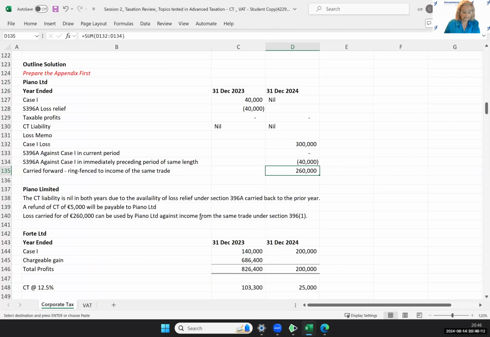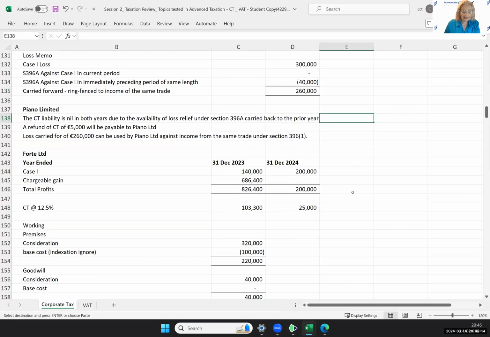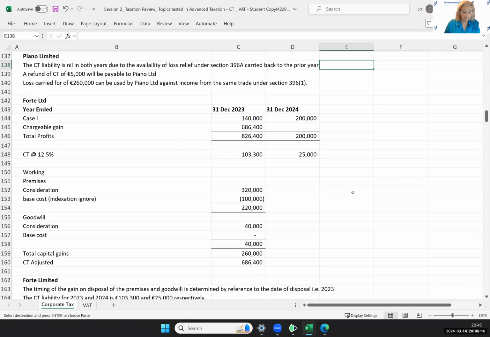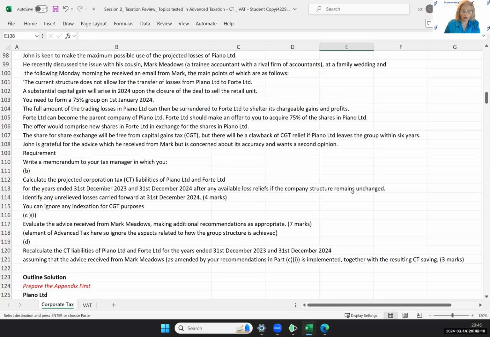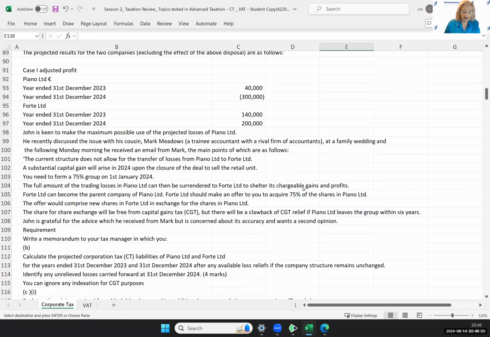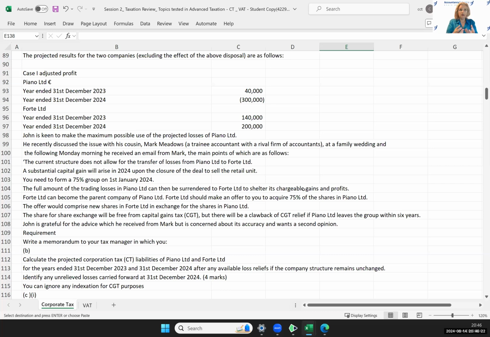Okay. The only difference here is the group hasn't yet formed. So what we have to do is look at what is being suggested as to how the group is being formed and make sure that when that's done, we will be able to use the losses under section 420A and 420B. All right.